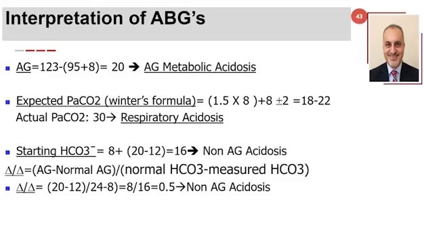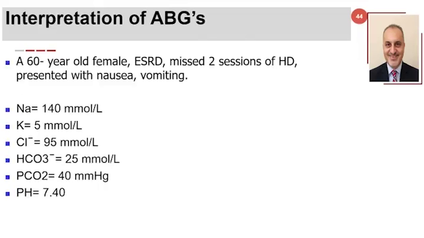Another quick example: a 60-year-old female with end-stage renal disease. She missed dialysis, and she has nausea and vomiting. This is actually very important. I always trick the residents. Look at this, please. The sodium is normal, potassium is upper limit of normal, chloride is almost normal, CO2 is normal, PCO2 is normal, and the pH is normal. If you look at these labs, you will say, okay, this is a perfectly normal chemistry, there is no problem.